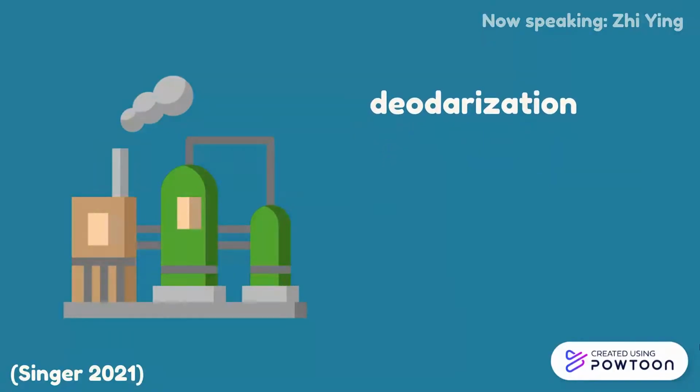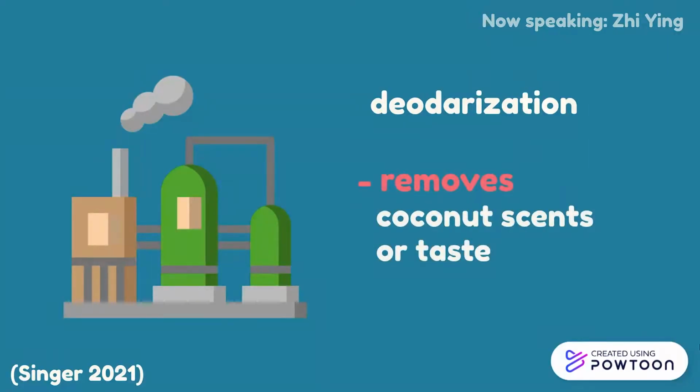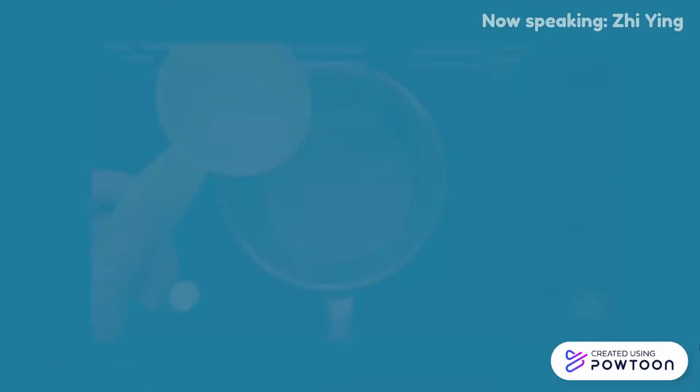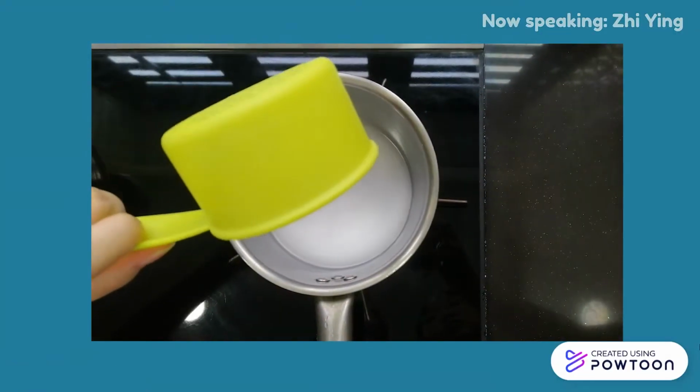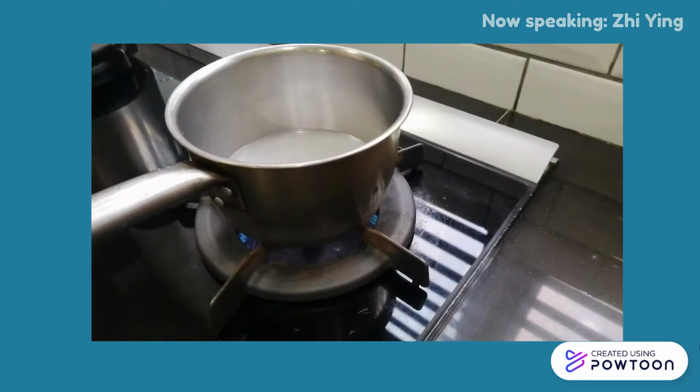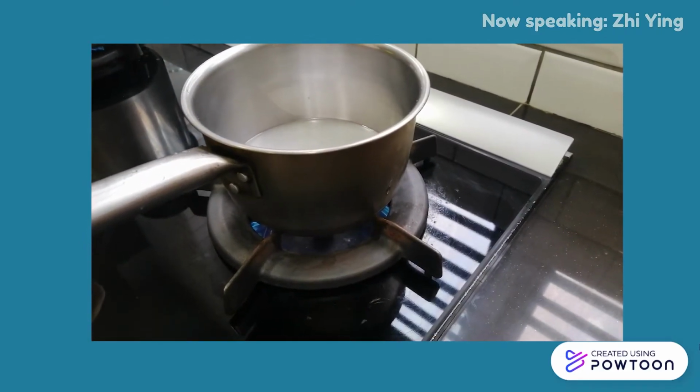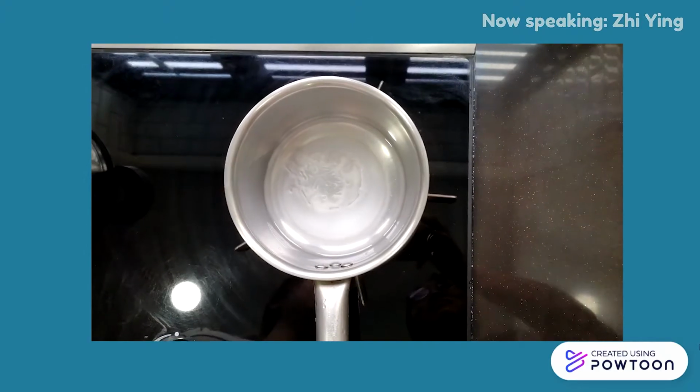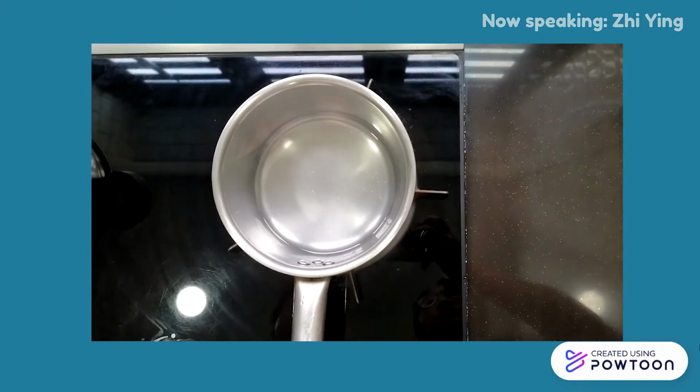Deodorization is the necessary step to be taken in the refining process, as it helps to remove any coconut scents or taste. So, we are here to test it out. First, we heat the coconut oil at low temperature for about 3 to 5 minutes and ensure it does not go beyond its smoke point. Then, we smell and taste it. It does not have any coconut scents.